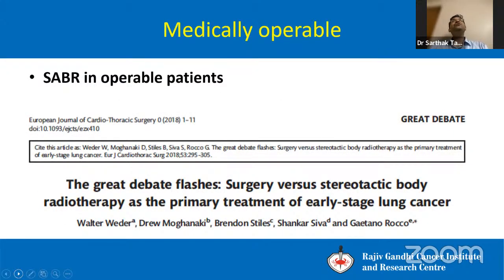Now, the question which is still unanswered is what needs to be done for medically operable patients. And that's something that the great debate still flashes. We have a lot of trials which have been stopped due to poor accrual, and they have suboptimal data with regards to SABR. Therefore, the comparison with surgery has never given us an answer as to which modality is better.